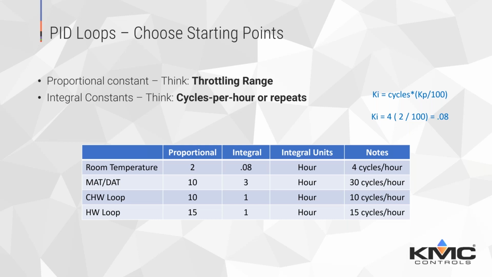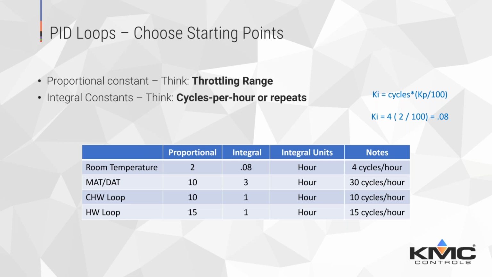After we've determined what the proportional band should be, and it is tuned, some starting integrals for room temperature. Again, think cycles per hour. For room temp, 4 cycles per hour is good, and if we run this through our math to find the constant, that would be 0.08 per hour. And then as we see in the chart, 3, 1, and 1 for some of the more process type variables.